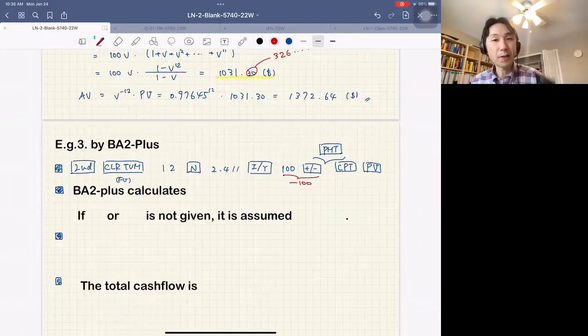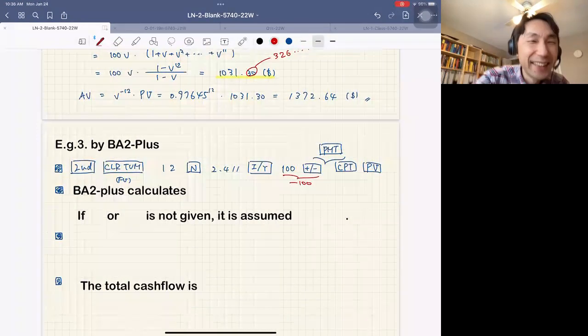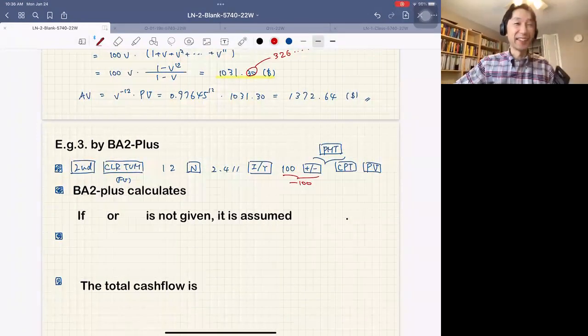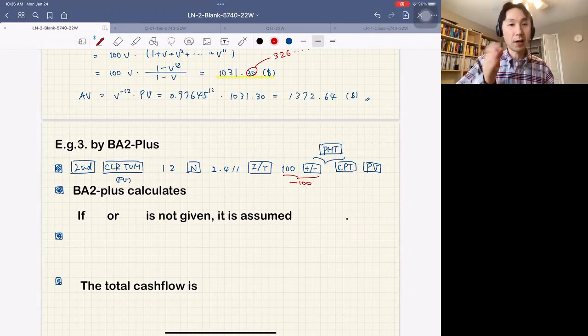Did you get the same answer? Anyone? Okay, great. I think that in default mode, we probably have 2 digits after the decimal point.